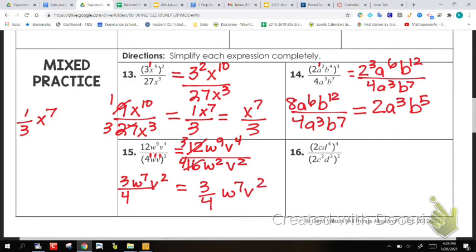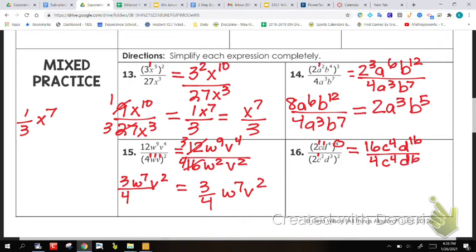Last one here, you need to use the power rule in the numerator and the denominator. Again, be careful. Remember, everything inside parentheses has an exponent, and those all are going to be multiplied by that 4. So the first one's going to be 2 to the 4th, which is 16, c to the 4th, and d to the 16th. So I took all those exponents inside parentheses times that 4. The bottom, again, every part in there has an exponent. So if I take all those exponents times 2, it's going to be 2 to the 2nd, which is 4, c to the 4th, and d to the 6th.